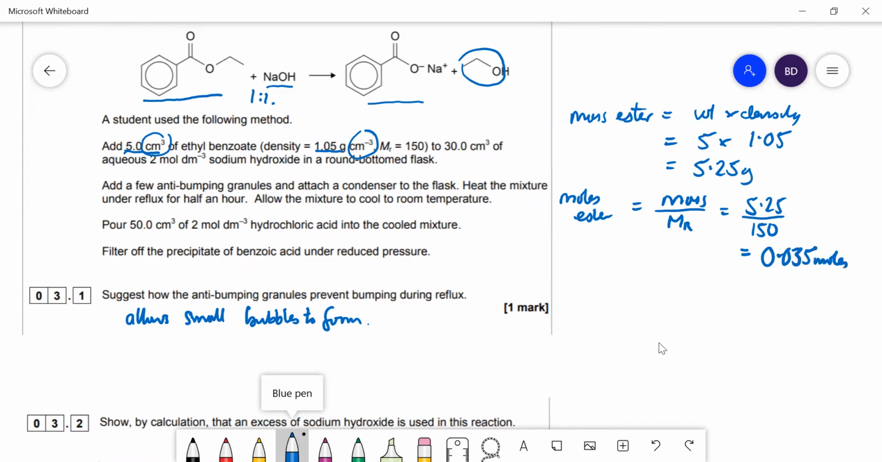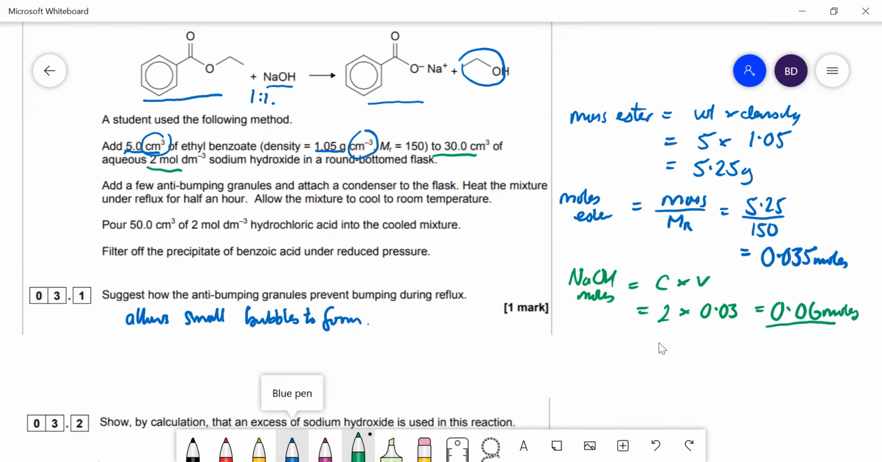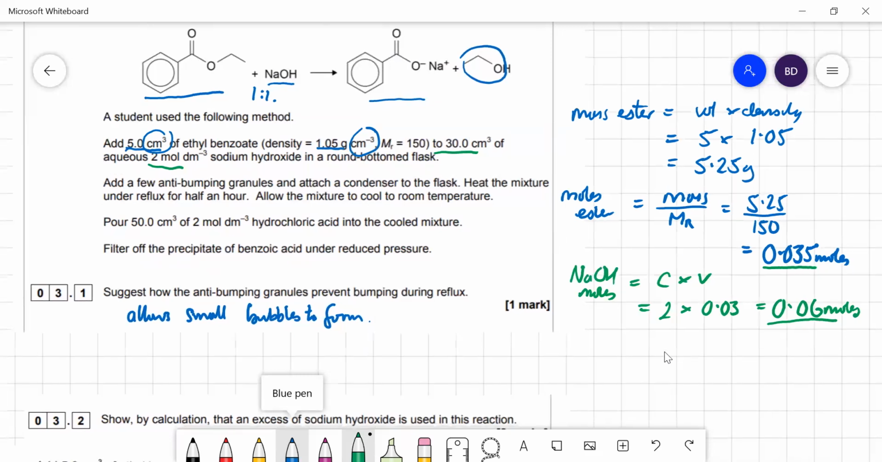Now we need to work out the moles of sodium hydroxide, which is more straightforward. Moles of NaOH is equal to the concentration times by the volume. The concentration is 2 mole per decimeter cubed, and the volume is 30 centimeters cubed. So that's going to be 2 times 0.03 in dm cubed. So that's equal to 0.06 moles. Now they should be in a 1-to-1 ratio. You can see you've got 0.06 moles of NaOH, which is more than the moles of the ester. So the sodium hydroxide is in excess. Okay, so that's that bit.